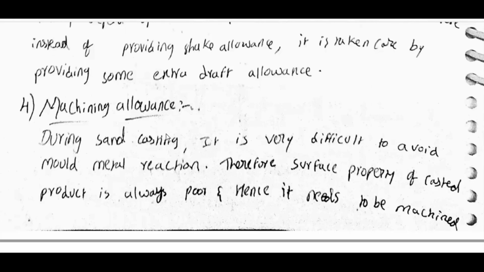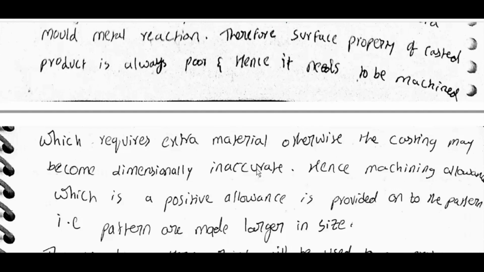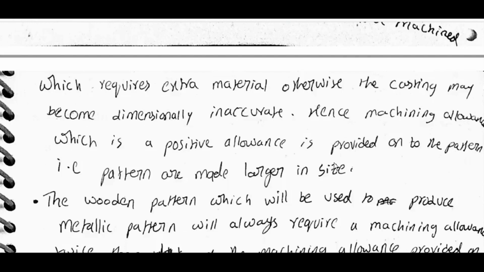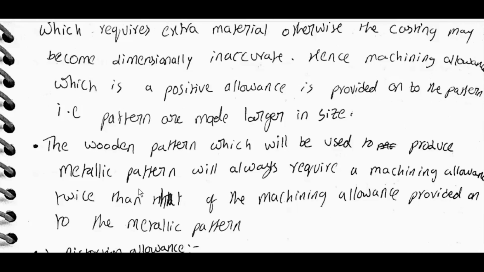Machining allowance. During sand casting, it is very difficult to avoid mold metal reaction. Therefore, the surface property of the cast product is always poor. Hence, it needs to be machined, which requires extra material, otherwise the casting may become dimensionally inaccurate. Hence, machining allowance, which is a positive allowance, is provided onto the pattern, that is, the pattern is made larger in size. The wooden pattern which will be used to produce a metallic pattern will always require a machining allowance twice that provided to the metallic pattern.